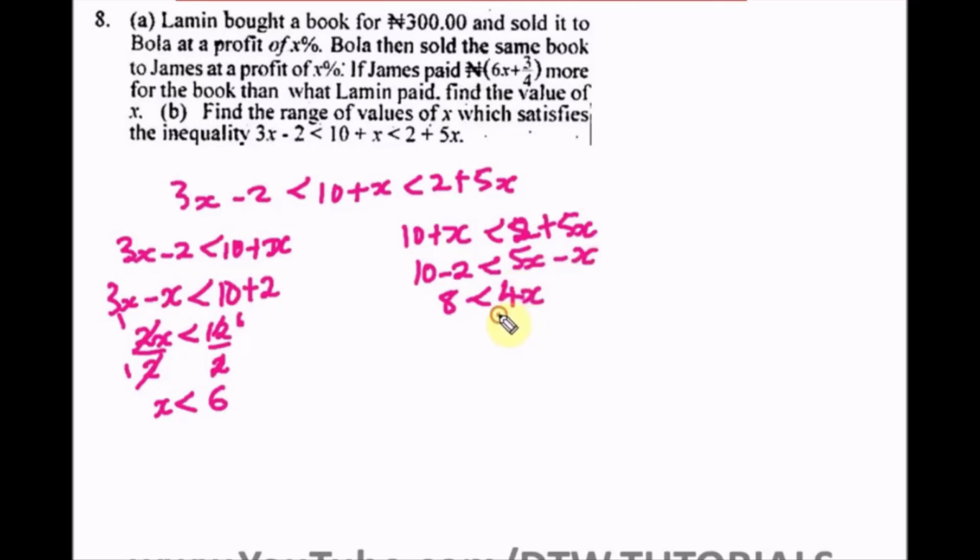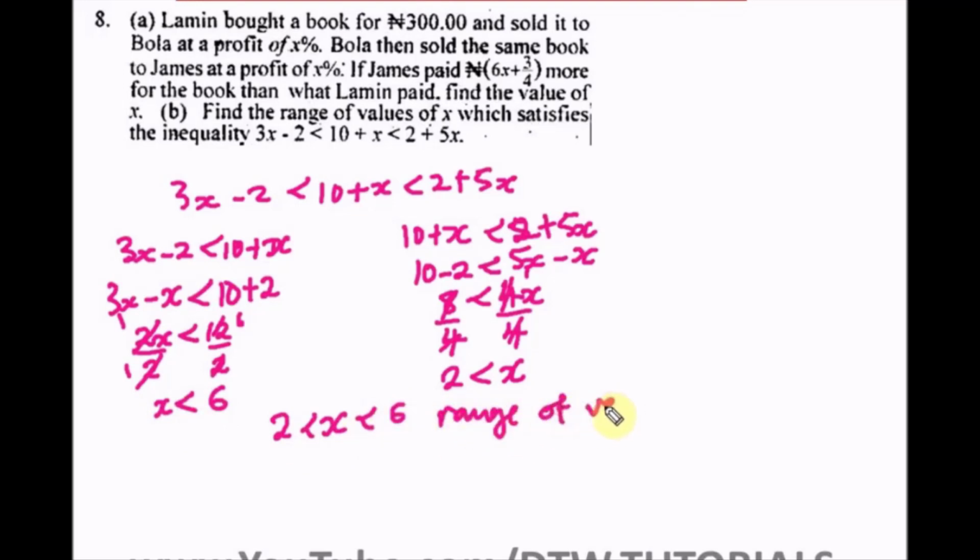And all we need to do is divide both sides by 4. Okay, divide by 4. 4 here, 1, so we're left with x here, and 4 in 8 is 2 times. So we have 2 less than x. So from here the question says find the range of values of x which satisfy the inequality. So the range of values of x that will satisfy this inequality will be 2 less than x, which is less than 6. So this is the range of values of x, you have to state it.